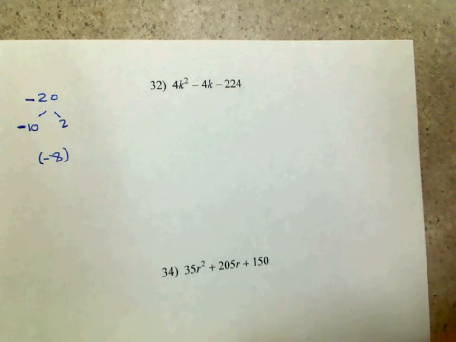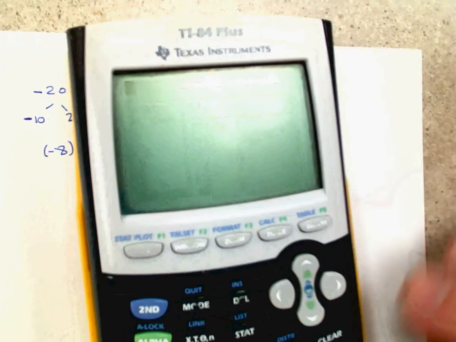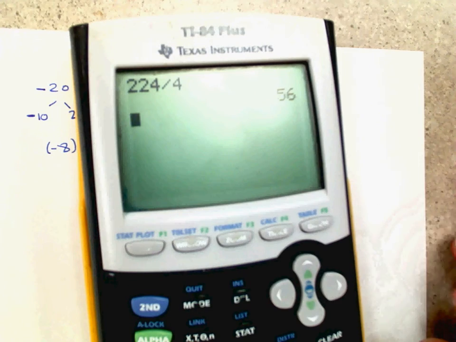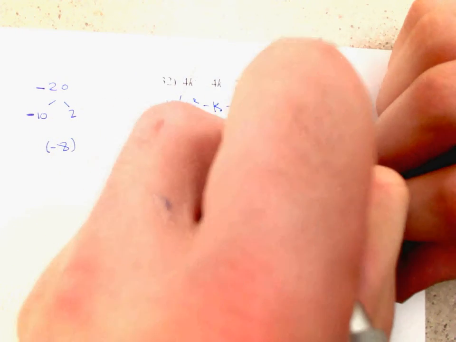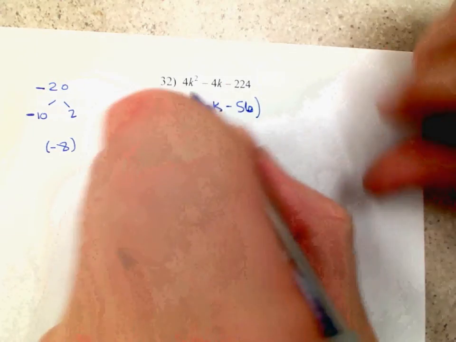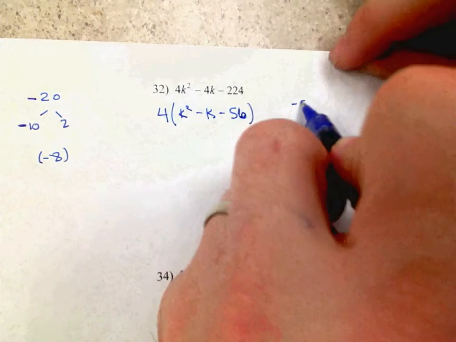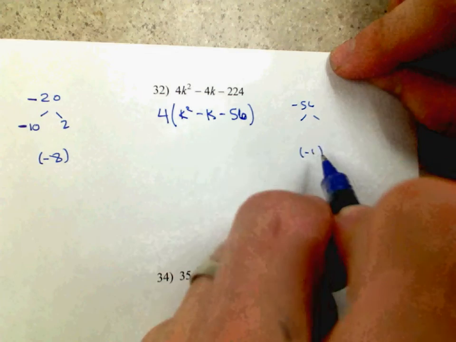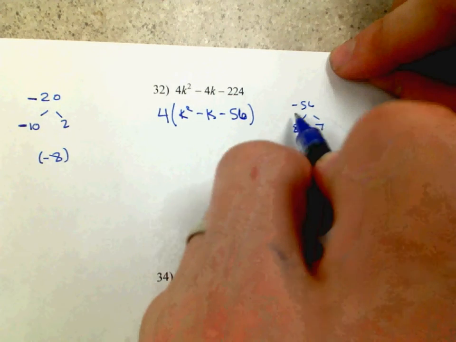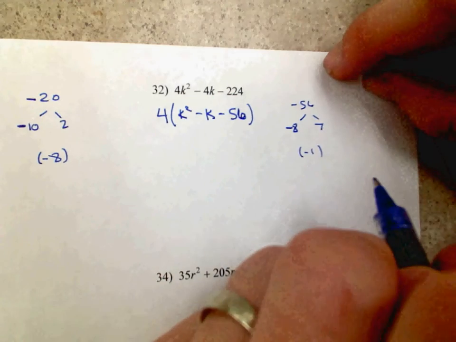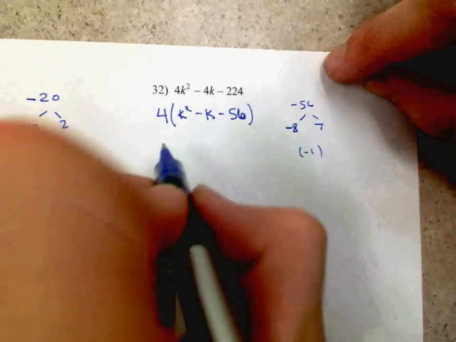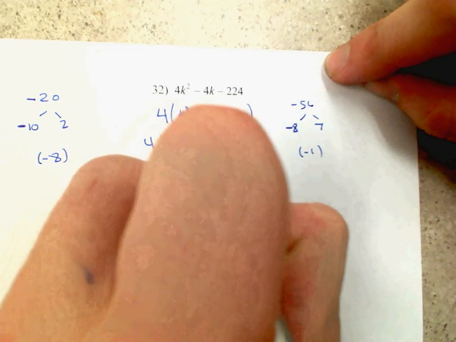Is 224 divisible by 4? Yeah, it's 56. So I'm going to pull out a 4. Leaves me k squared minus k minus 56, if we divided by 4. So the 4 goes away, factor the rest of it. Negative 56 that adds up to negative 1. I know that 8 times 7 is 56, so negative 8 times 7 would be negative 56, and negative 8 plus 7 is negative 1. So split that k up with a k minus 8 and a k plus 7.